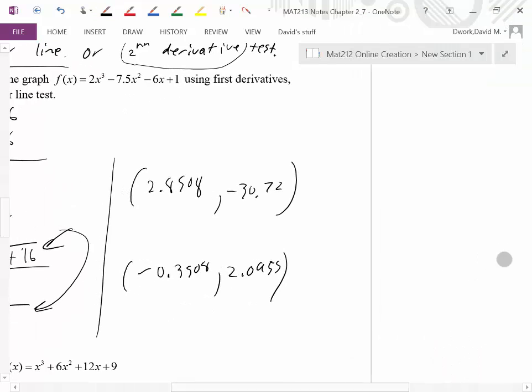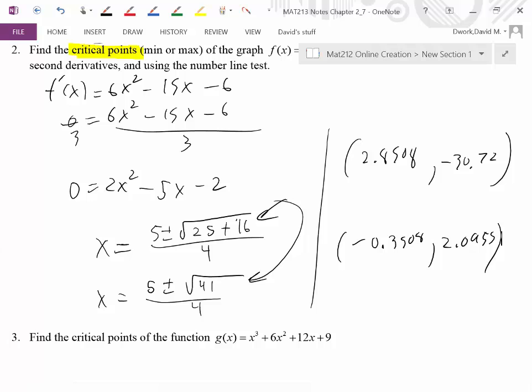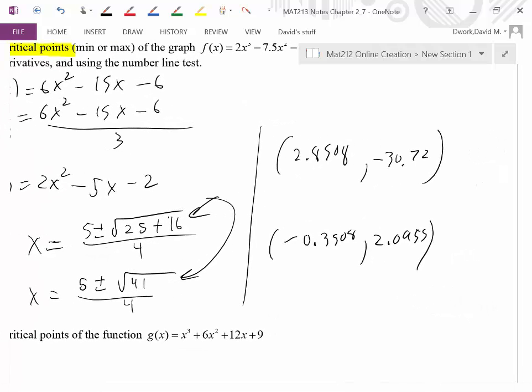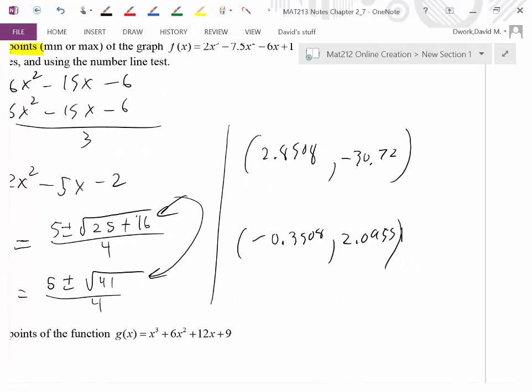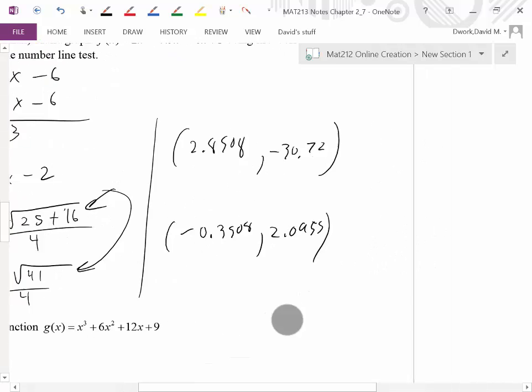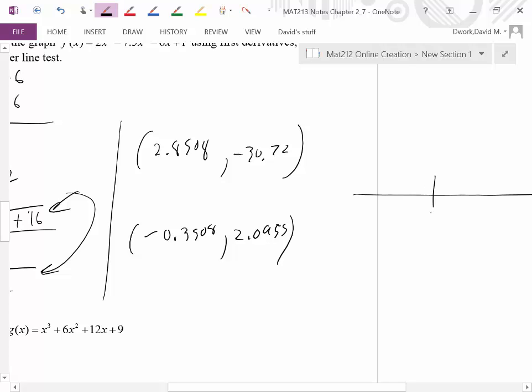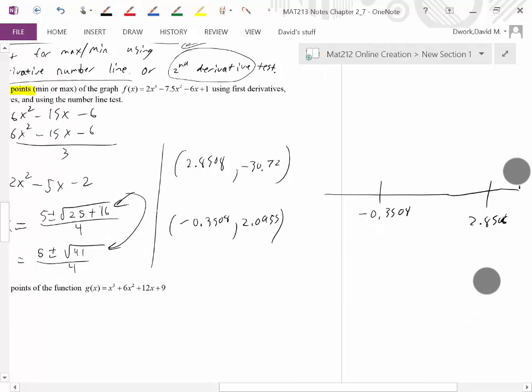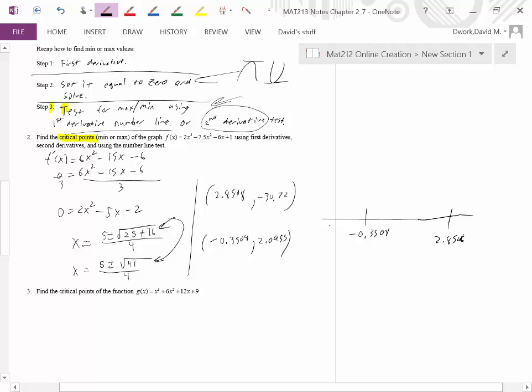Now, what are they? Are they mins? Are they maxes? How do we figure this out? Well, we have two options. First derivatives, using the number line. So let's go ahead and practice that technique. Okay, make your number line, put your zeros on it. The good news, we've already found them. We have one of them at negative 0.3508. And we have another one at 2.8508. So now what we need to do with our first derivative is substitute in values on the number line that are between each of these breakups.